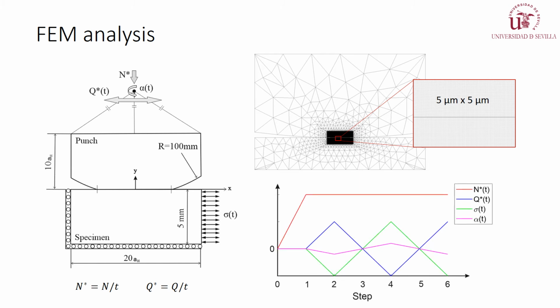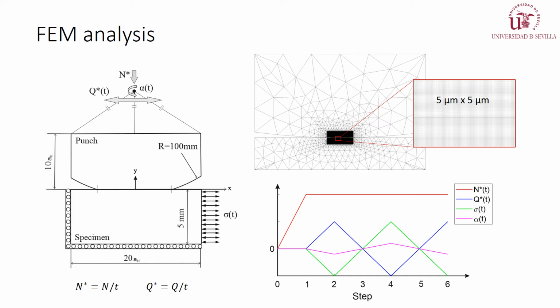In the first step, normal load N is applied and kept constant throughout the analysis. Then, the stress sigma and the tangential load Q are applied at the same time and in opposite directions. Also, the angle of rolling calculated on the previous slide is used to rotate the path in phase with sigma and Q. The contact width obtained by FEM analysis is the same as the experimental width. 6 load steps are applied, and steps 4 and 6 are compared because the analysis becomes stable.